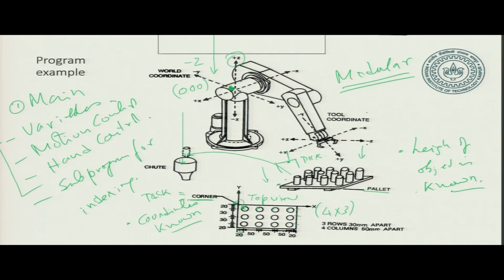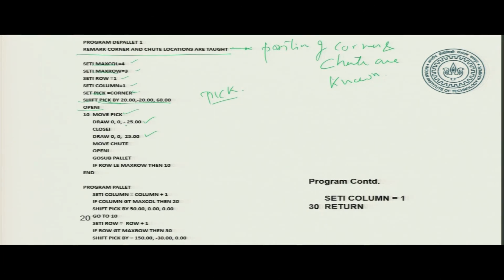So, it comes around the object. Now, it comes like that, the first object, okay. So, this is the command which is draw 0 0 minus 25. Then I close I. So, when we close I, it closes the gripper and catches the object. So, this one is for catching object, okay. After we catch the object, we move up by 0 0 plus 25.